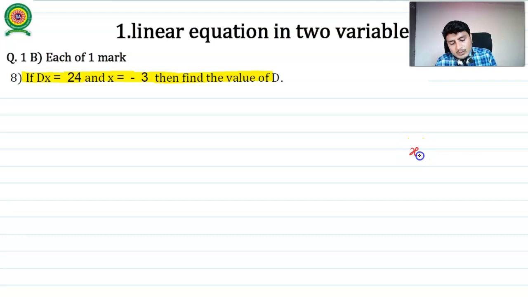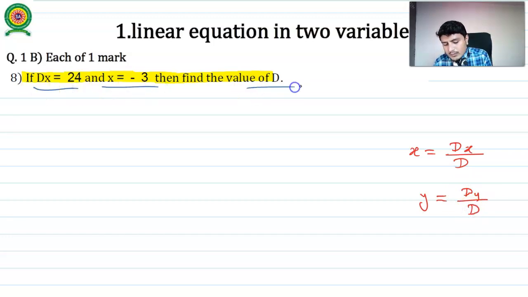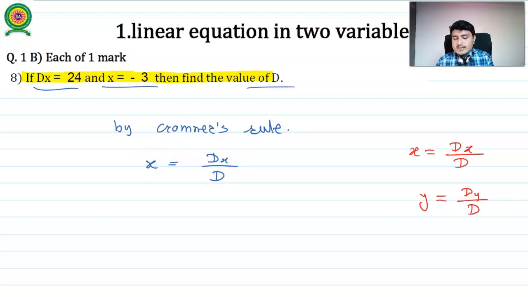So to find the value of x as per Cramer's rule, we have the formula dx divided by d, and to find the value of variable y by Cramer's rule we have the formula dy divided by d. So now here we have the dx value and the x value, we have to evaluate for d. By Cramer's rule, we have to evaluate the value of x as dx divided by d.